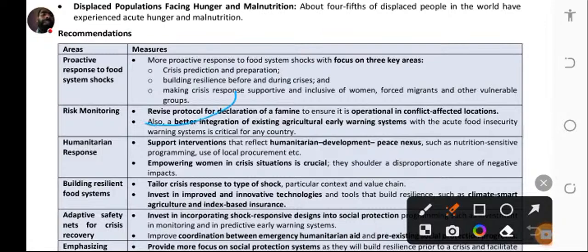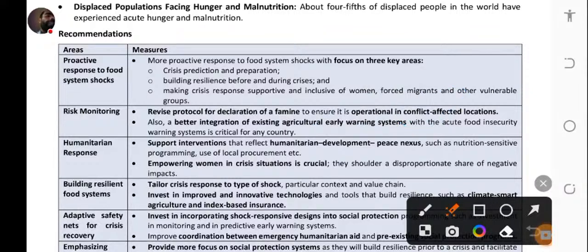Risk monitoring: a revised protocol for declaration of famine to ensure it is operational in conflict-affected locations. Also, a better integration of existing agricultural early warning systems with food insecurity warning systems is critical for any country. Humanitarian response: support interventions that reflect the humanitarian-development-peace nexus, such as nutrition-sensitive programming and use of local procurement. Empowering women in crisis situations is crucial, as they shoulder a disproportionate share of negative impact.